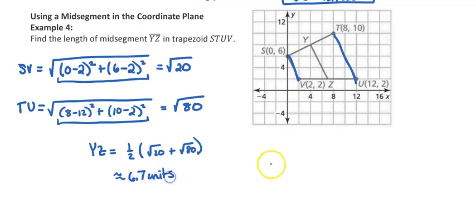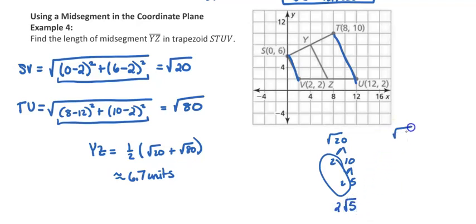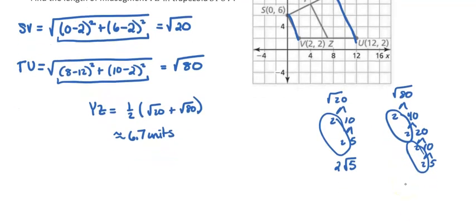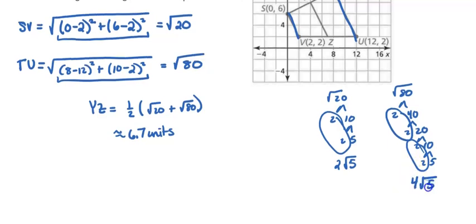But if they did want it exact, then I would need to simplify my radicals. The first thing I have to do is simplify the square root of 20. You can use the hockey stick method or the factor tree for that. So the square root of 20 ends up being 2 square root 5. And then I'd simplify the square root of 80: 2 times 20, 2 times 10, 2 times 5. The square root of 80 ends up being 4 square root 5.